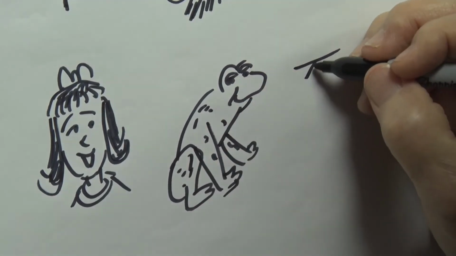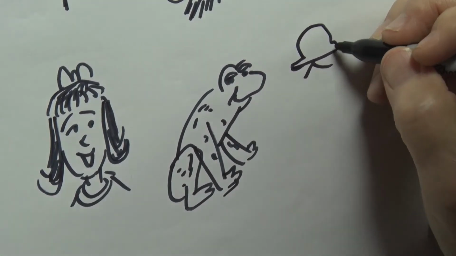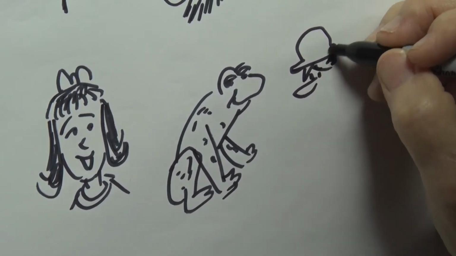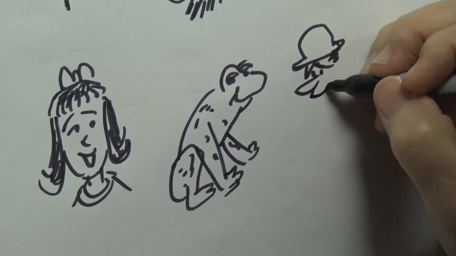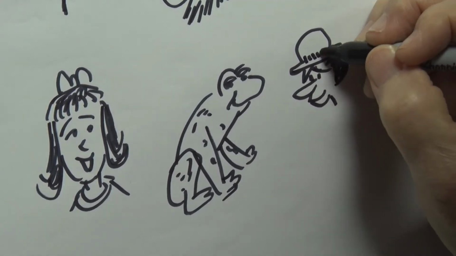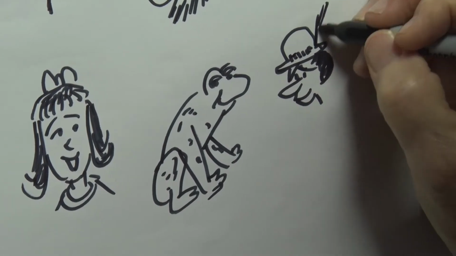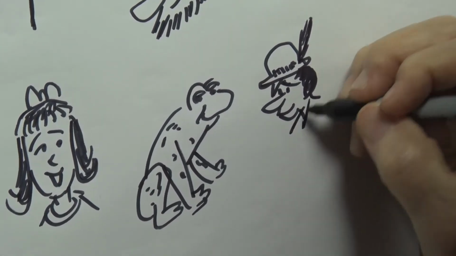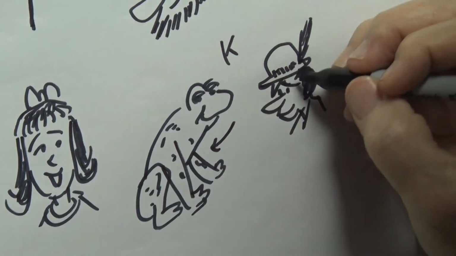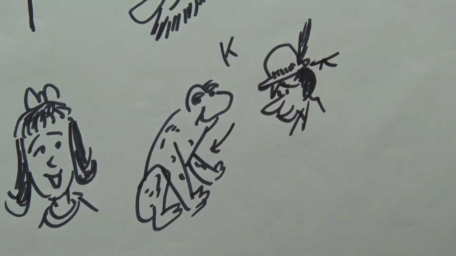Now here I come back to hats. Hats are very often very good to have. I seem to be providing more than a few hats. This time it's a feather. So that's the K. Notice the K down here, and then the K is sort of turned over.